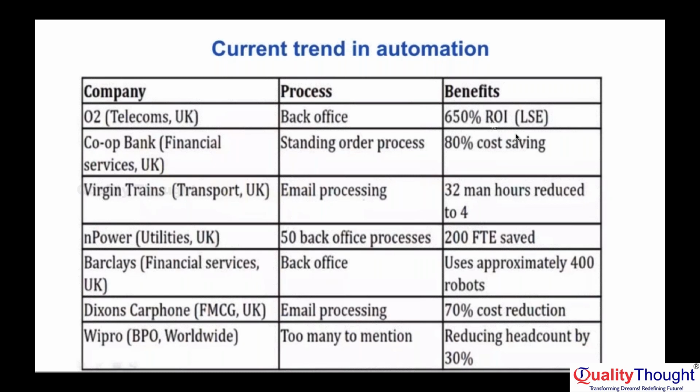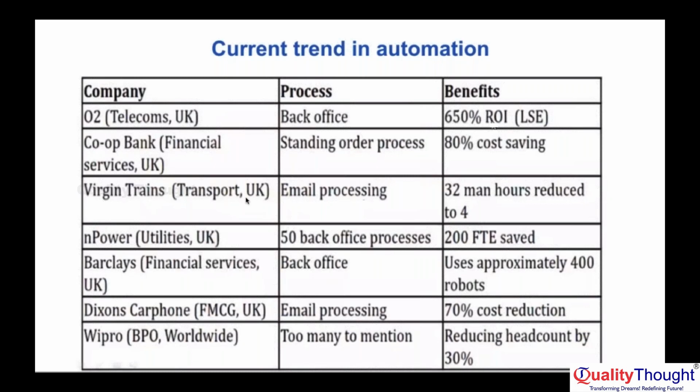And there are so many of these cooperative banks and Virgin Trains transport companies. Here we can also see what processes they have automated. By seeing this slide, we will get an idea about what we are going to automate, or which area we should focus on if we are doing a job search in automation. That is why I have put this slide. If you are looking at financial services, all the standing order processes have 80% cost saving, so here is a big scope for you to make your way in.